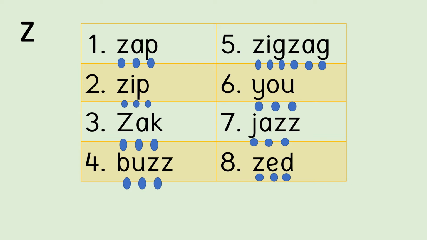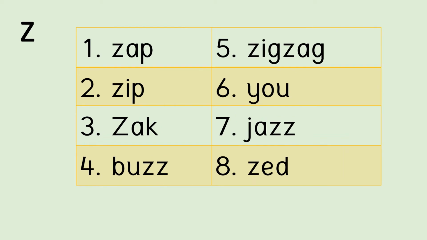Number 6 is our tricky word, you. Number 7, j, a, z, jazz. And number 8 is z, e, d, z. So you might want to pause the video at that point and have a practice at some of those. Same again, we'll read some of those words and have a go at reading them without needing to blend them, so we'll have that fluency time.